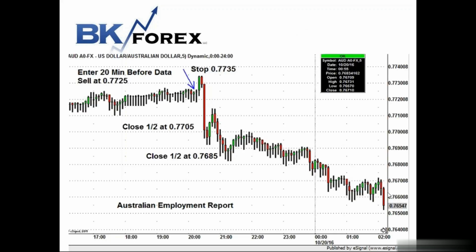So here we enter 20 minutes before the data is released. We enter at 77.25. We put our stop at 77.35. We close half of the position when it's moved by 20 pips, at half the position at 77.05.